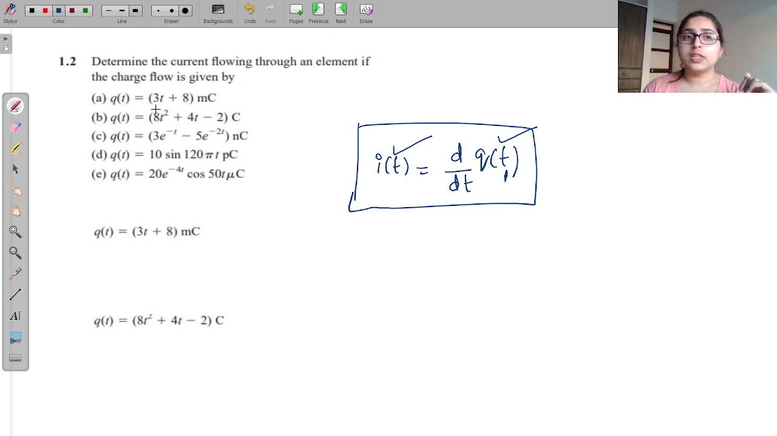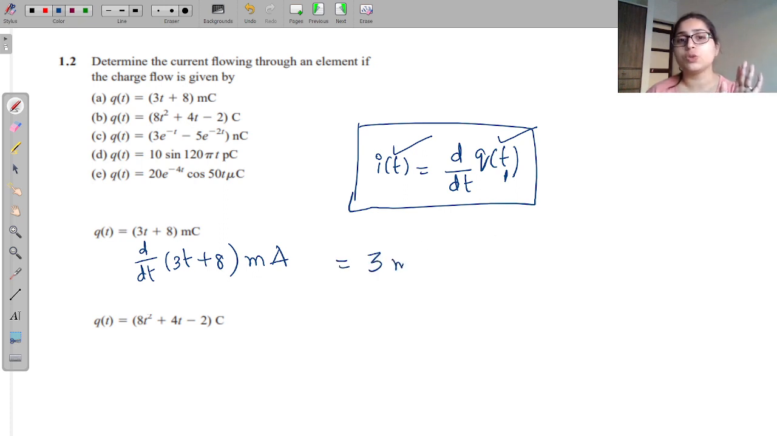So now we can see t terms here in the right hand side. So in the first question, differentiate this with respect to t. So d by dt of 3t plus 8. Coulomb will become ampere, so milliampere. So differentiation of 3t is 3. Differentiation of constant is 0. So 3 milliampere is the answer.